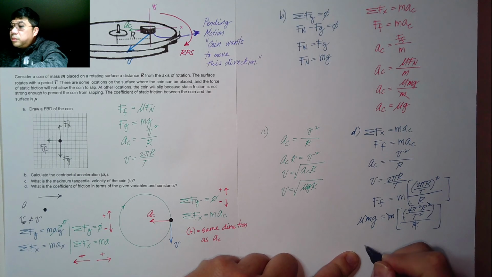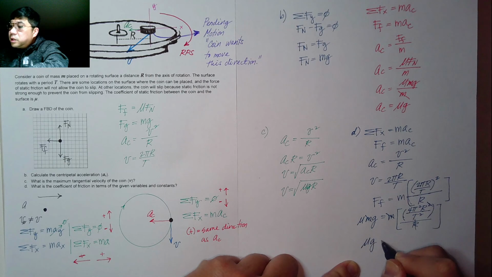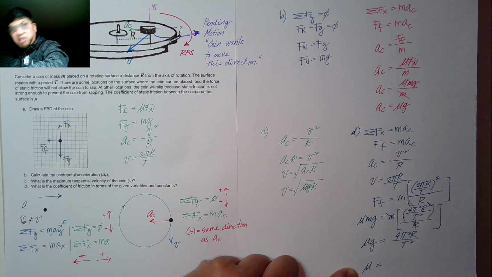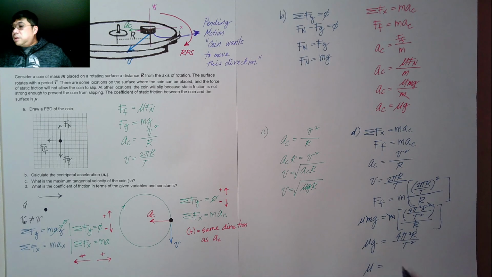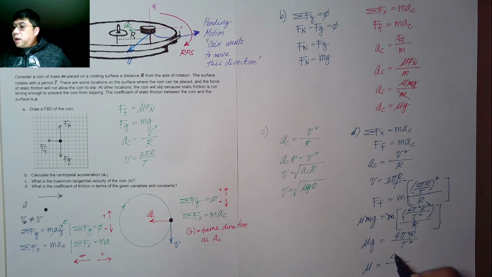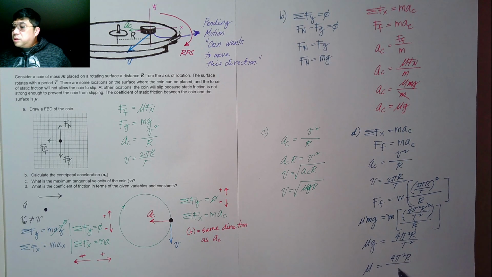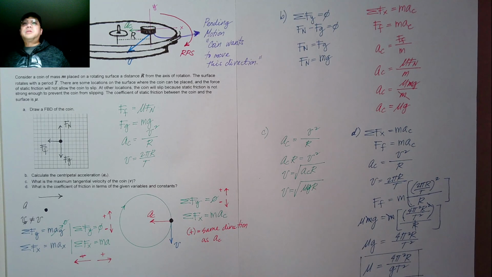Now I have mu times g is equivalent to 4 pi squared r over t squared, and then our mu for this given problem is simply 4 pi squared r over g t squared. So this will be our answer to question letter D. Okay. Hope it will help you to solve similar problems in the future.